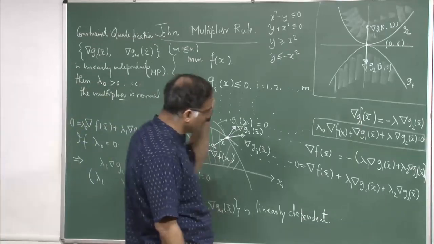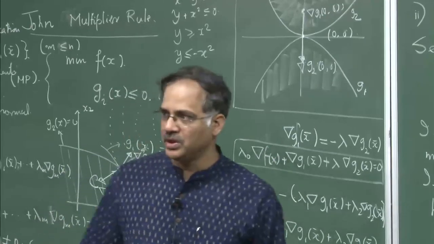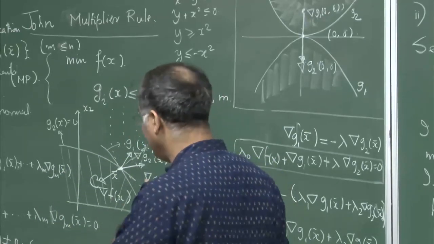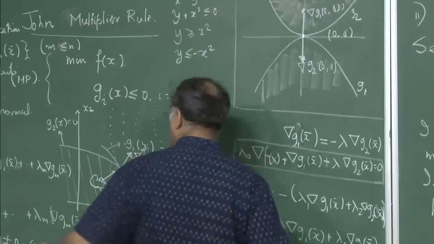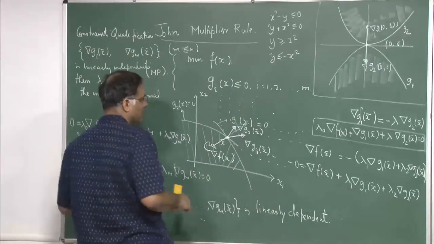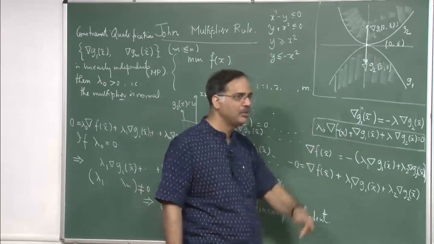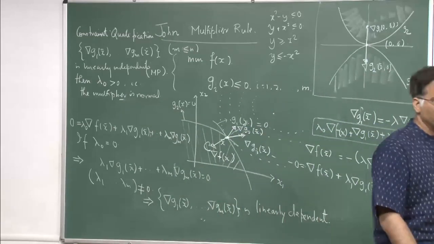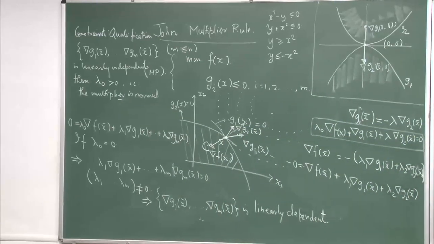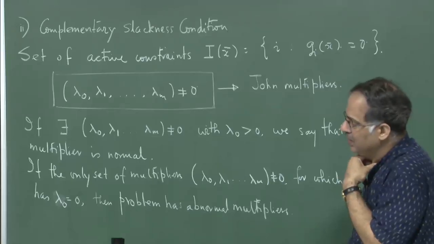Of course, in some cases one can show that the only possible multipliers are the abnormal multipliers; those are very bad problems actually. And in some cases, even if all this regularity that you are imposing on the constraints does not hold, still the multiplier can be regular. That is the crux: this whole story of regularity imposed on the constraints leads to what is called the Kuhn-Tucker condition, or the constraint qualifications.